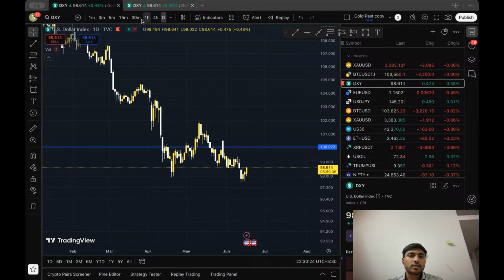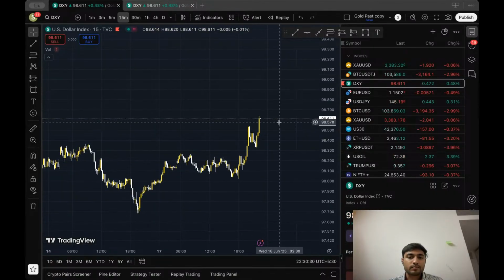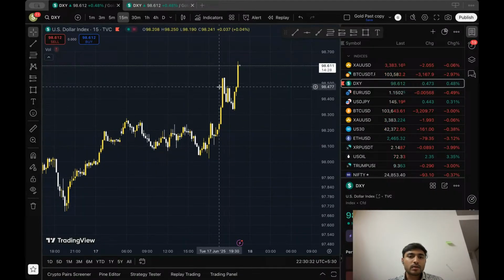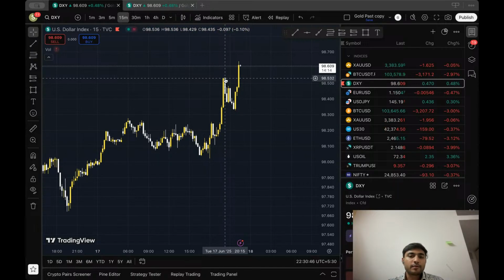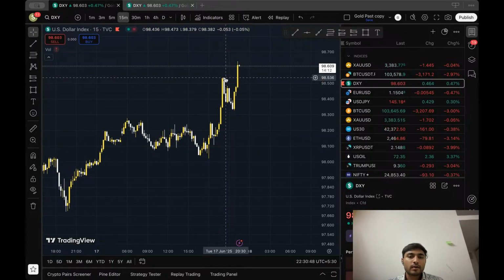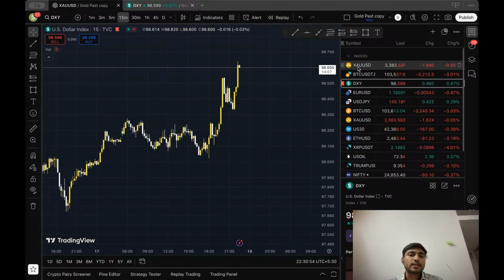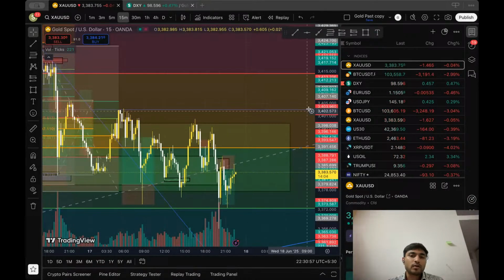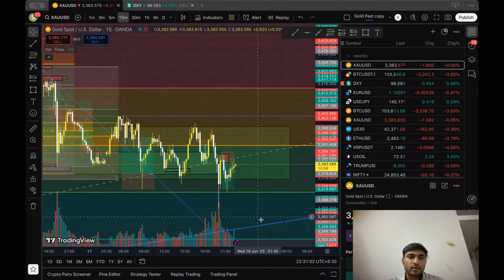Whenever, let's say, the DXY in the 15-minute time frame, if you observe it closely, please observe this. 8 o'clock. From 5:45, we've seen an uptrend in DXY. After 8 o'clock, we have these candles which show a little bit of downtrend. If you go on to the gold at the same time frame, at the same time, you'll observe what has happened. So 8:15.